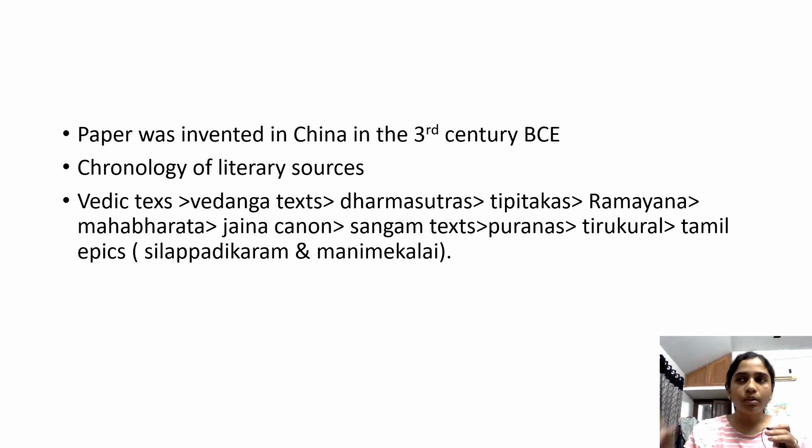So you have to remember the order, or the chronology, of the texts. First comes Vedic texts. Second comes Vedanga texts. Third comes Dharma Sutras. Fourth comes Tripitakas. Fifth comes Ramayana. Sixth comes Mahabharata. Seventh comes Jaina canon. Eighth comes Sangam texts. Ninth comes Puranas. Tenth comes Tirukural. And eleventh comes the Tamil epics Manimekhalai and Shilapadigaram.